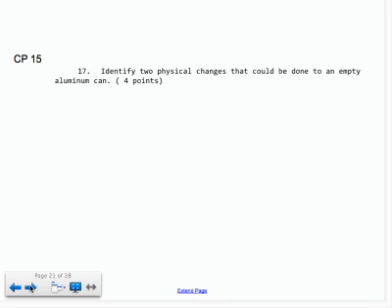Identify two physical changes that could be done to an empty aluminum can. Okay, there are many correct answers to this. Examples would be crushing the can, tearing the can, painting the can, heating up the can to melt the aluminum, chopping the can into smaller pieces.